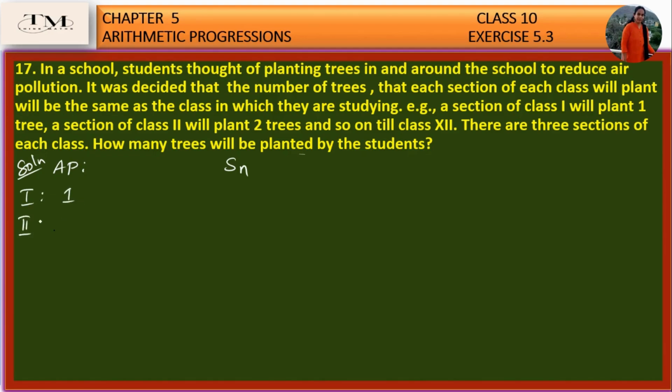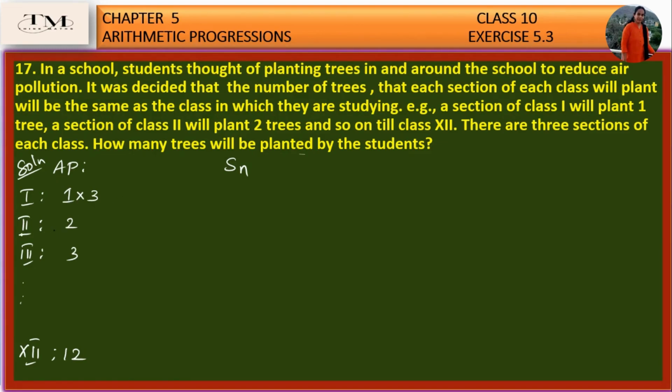Second standard student will plant 2 trees. So if he is second standard, 2 trees. Third standard, 3 trees. And so on till 12th standard student who will plant 12 trees. Now, in each standard, there are 3 sections. So it means in each class, they will plant 1 tree. So each section 1, 1, 1. So it will be 1 into 3.